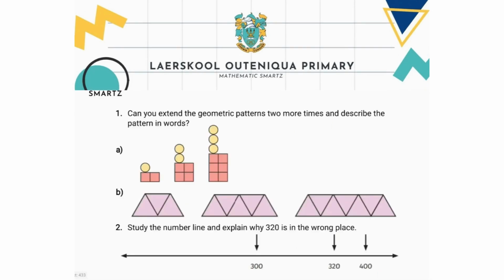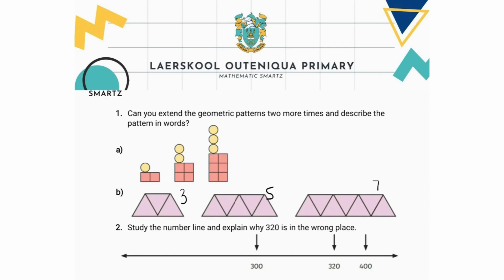So let's move on to the B part of question 1. So once again, I have a geometric pattern and I'm asked to extend it 2 more times and also to describe the pattern in words. So for my next geometric pattern, I have 3 terms. What shapes are used to create each term? Triangles. How many triangles are there in term 1? There are 3 triangles. What about term 2? 5. For term 3, 7 triangles.